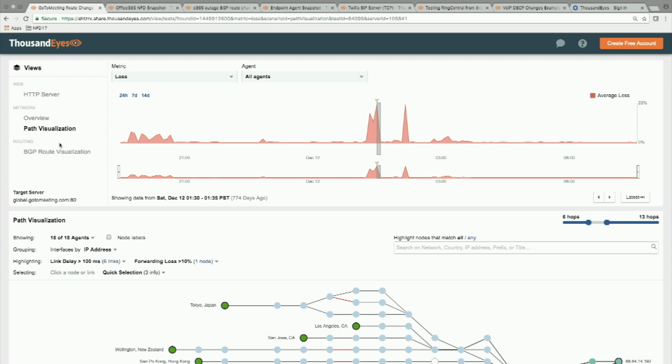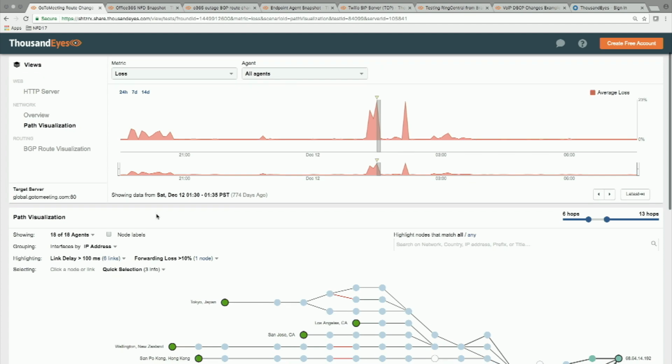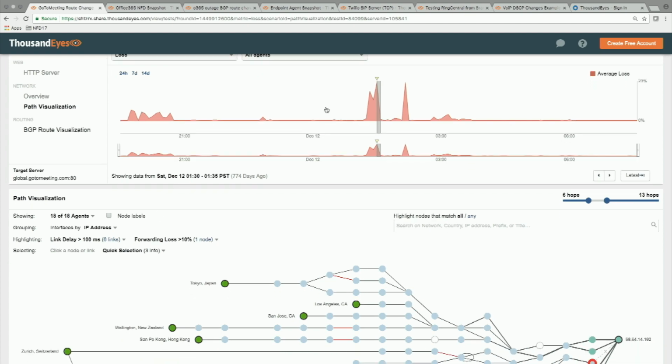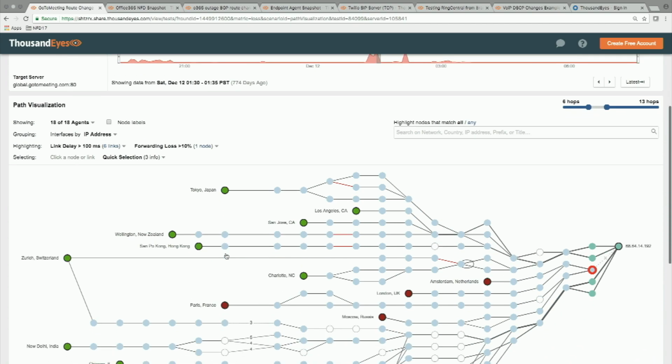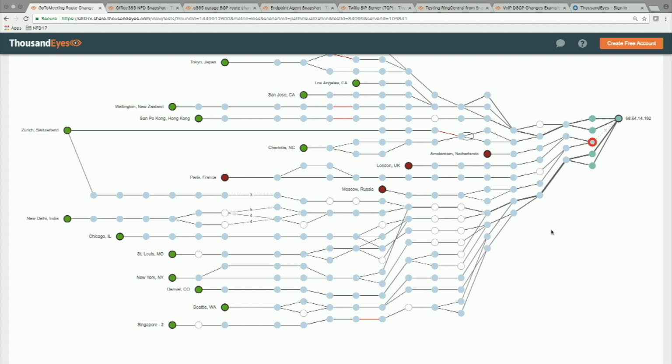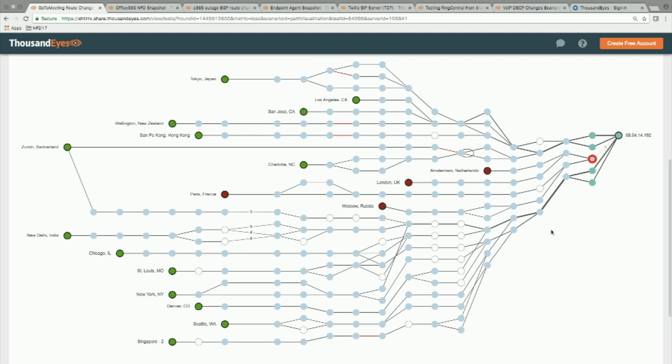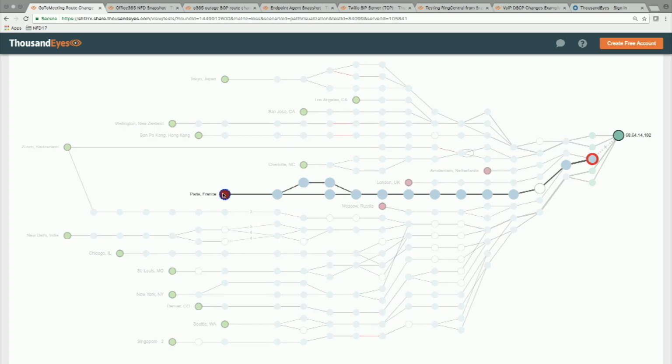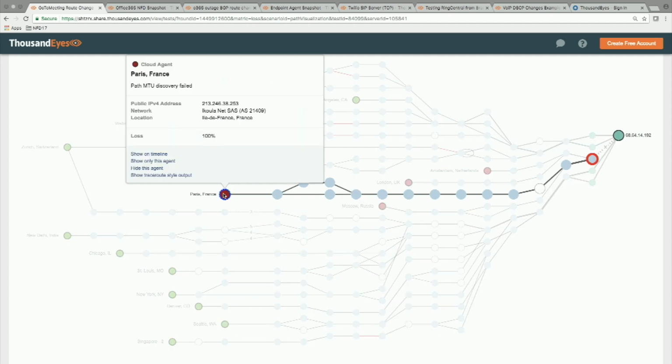a layer 3 representation of the connections of all of those points we saw on the map to our service. So again, we're looking at loss here as the context. So I'm going to move down here. And this is going to look like a pretty big jumble of things, so I'll explain it in a moment. But this gives you a sense of how any given connection from, in this case, let's say, Paris, France. So that's there on the left-hand side.